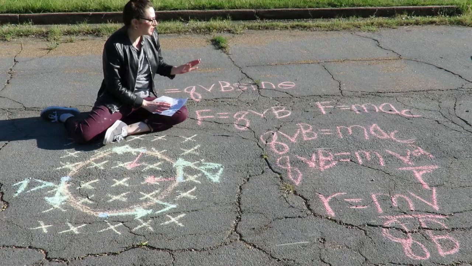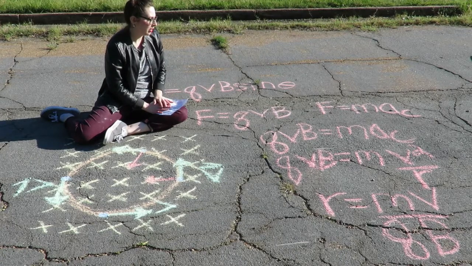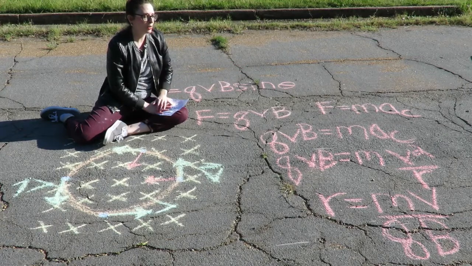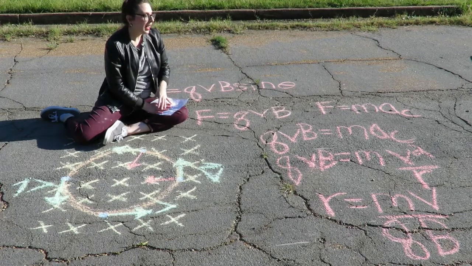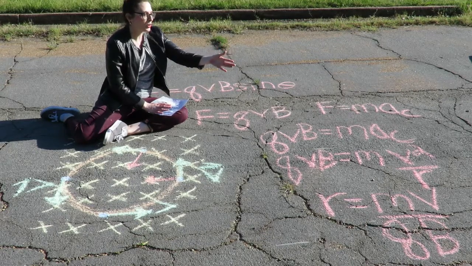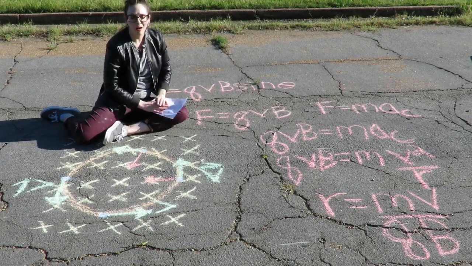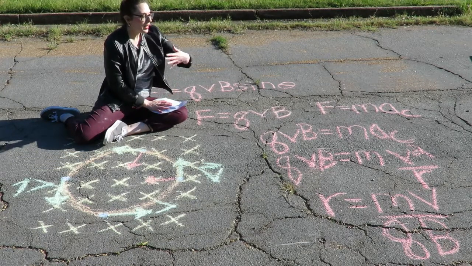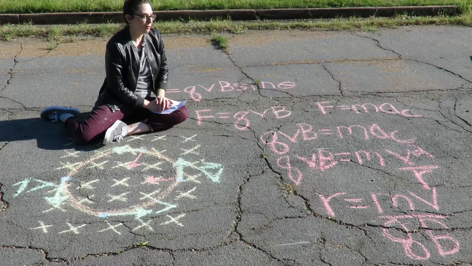Okay? So we can set these two equal to each other. So we can set QVB equal to the mass times the centripetal acceleration. Now, the centripetal acceleration, we can also write as V squared over R. R is the radius of our circular motion path. Now, we can solve that equation for the radius of this circle.